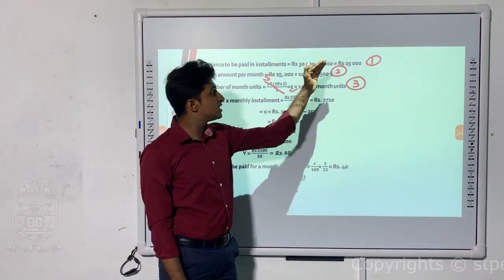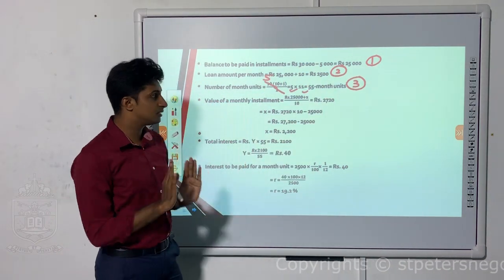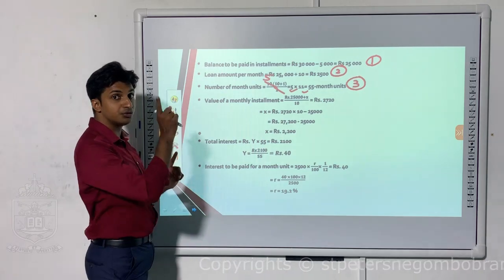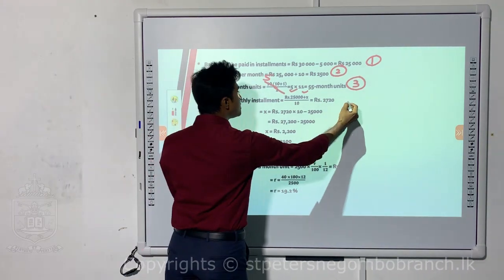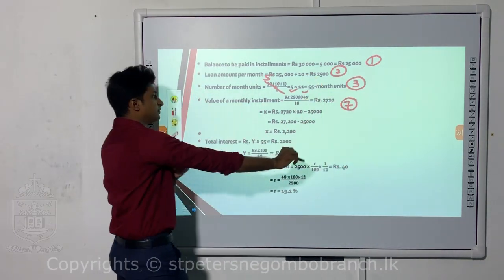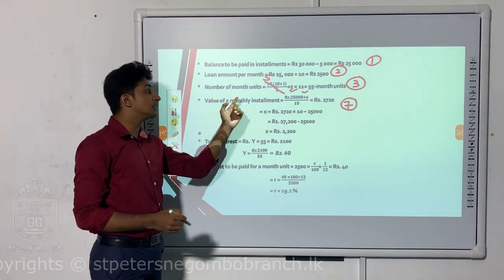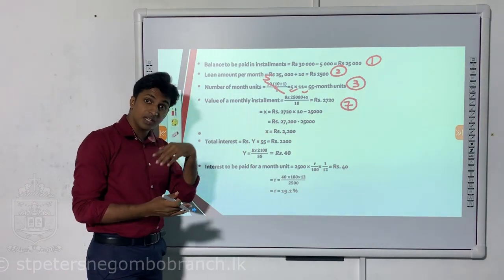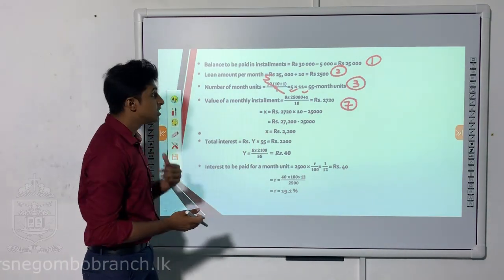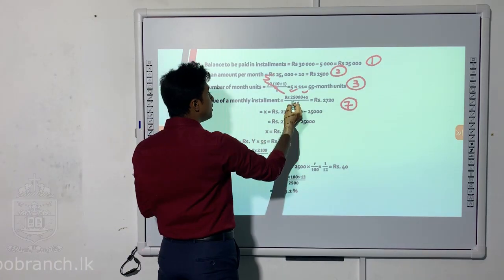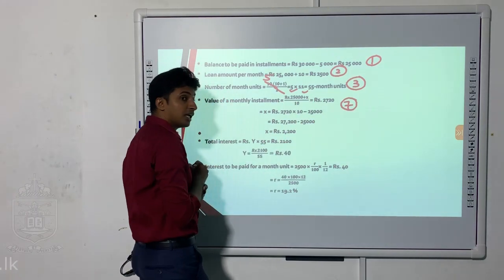See now, the first, second, third steps are completed. Now I have to go from 7 to 4. So see, I have come to 7 immediately. The value of a monthly installment, that was my last step in the step order. So see, the value is going to be 25,000 plus x over 10.